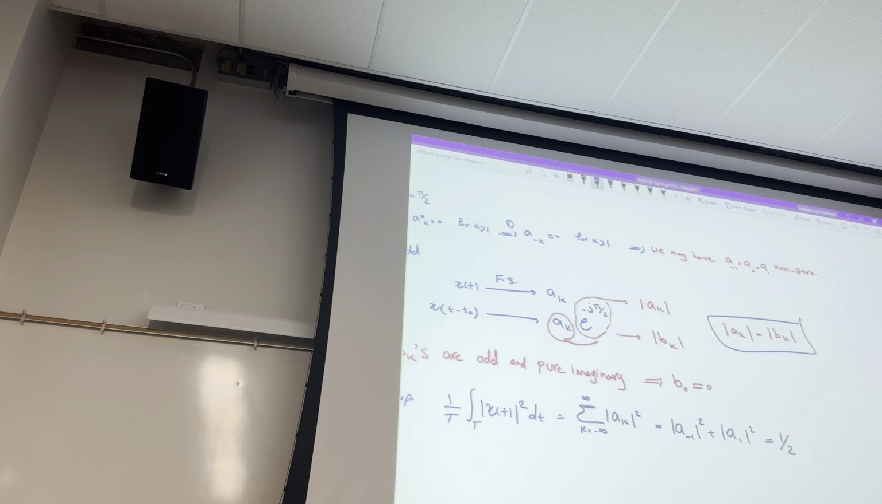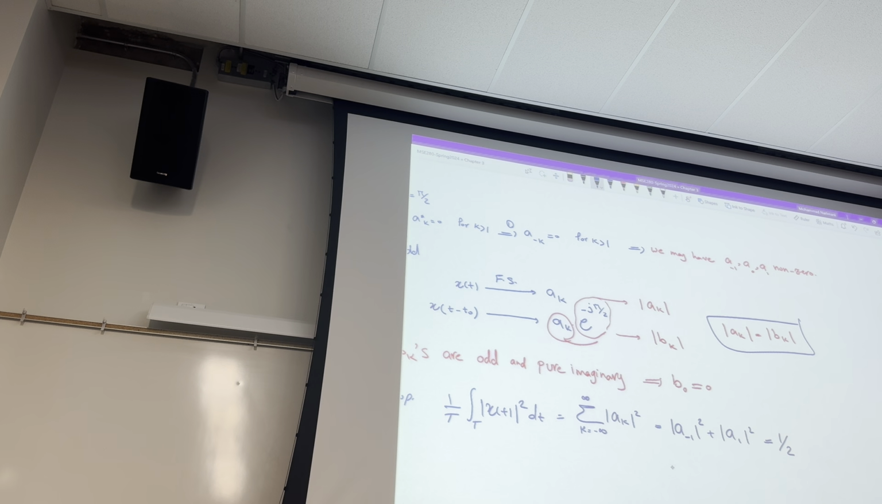Remember, x of t corresponds to AK and x of t minus t naught corresponds to BK. x of t minus t naught is a shifted version of x of t. So AKs and BKs are equal in terms of magnitude. The only difference between them is the shift in frequency. So the absolute values of AKs and BKs are equal. In other words, I can say the same property for that.